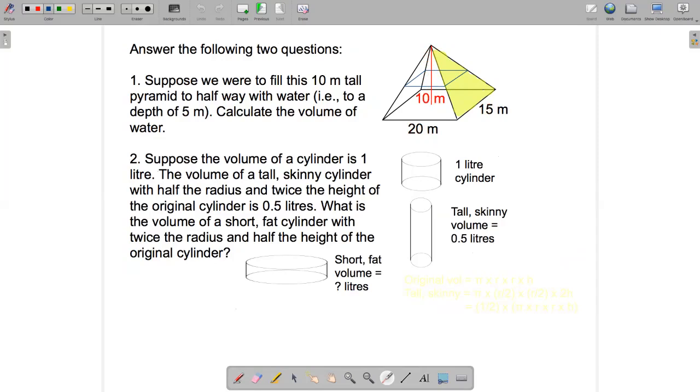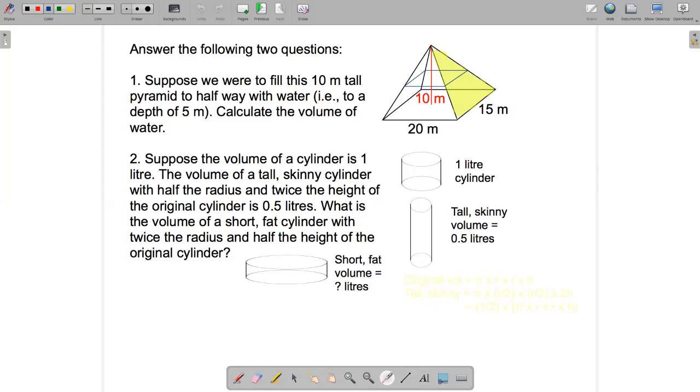Okay, so I could figure out the volume of that pyramid if I wanted to, using the formula 1/3 times area of the base times the height. Okay, that's not what the question is. It's part of answering the question. But the question is, suppose I was to fill this pyramid halfway with water.